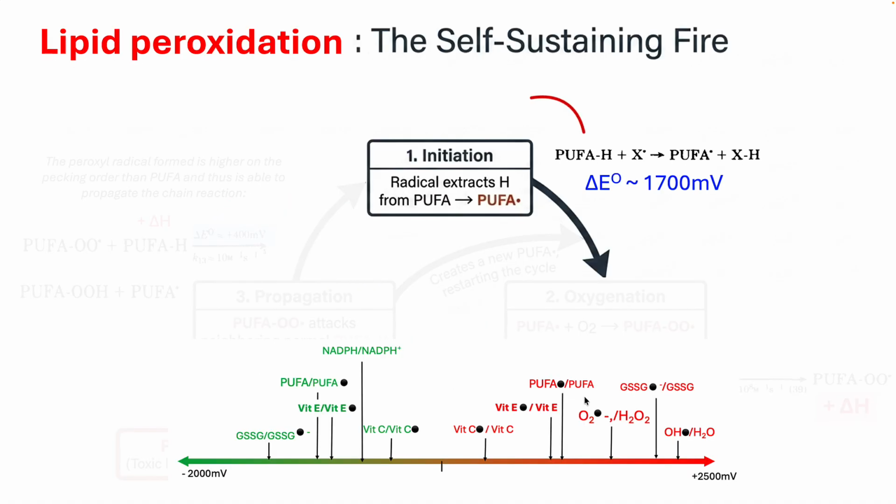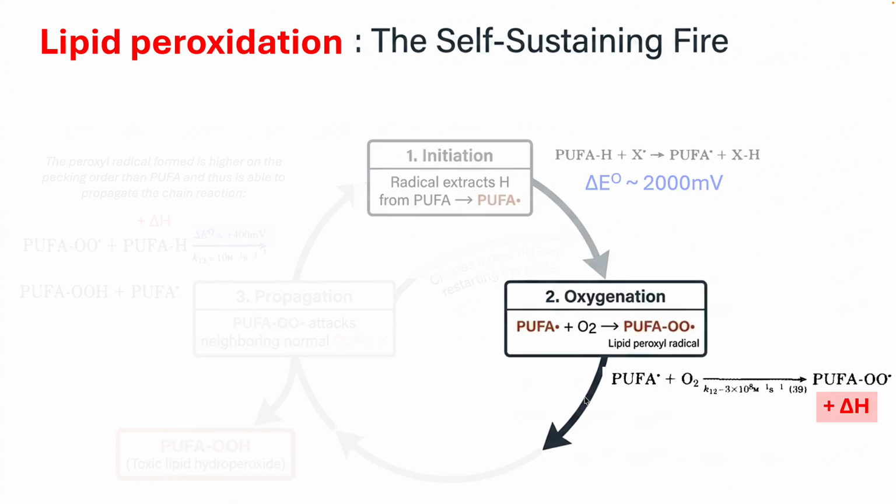Now the key moment. A hydroxyl radical encounters a PUFA. It steals an electron and instantly creates a lipid radical. Why? Because the energy gradient is massive, around positive 1700 millivolts. This reaction is essentially unavoidable once the encounter occurs. When the newly formed PUFA radical runs into oxygen, it immediately oxidizes to a PUFA peroxy radical. This is also a very fast diffusion-limited reaction.